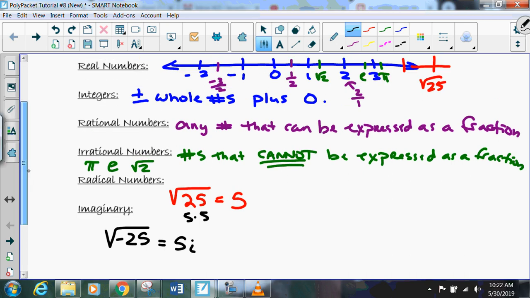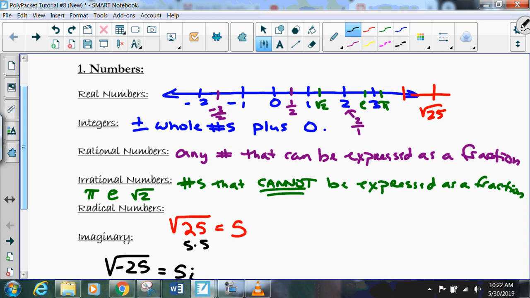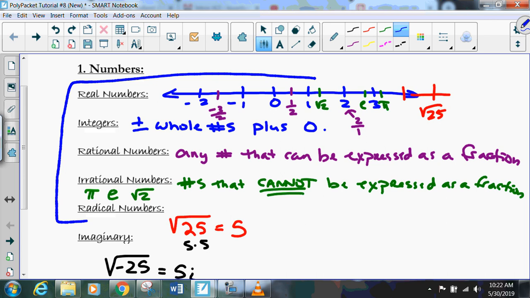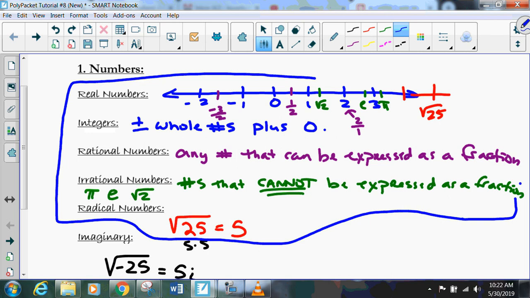So what's a real number? A real number includes any number you see on the number line, on the real number line, including integers, rational numbers, irrational numbers, and radical numbers. All right, how is that for a good review?